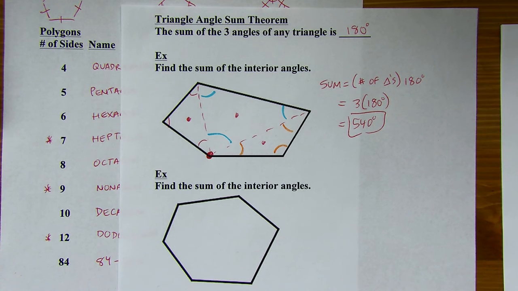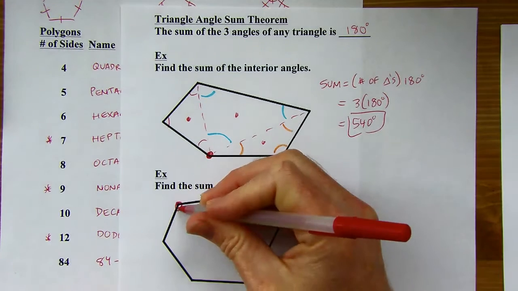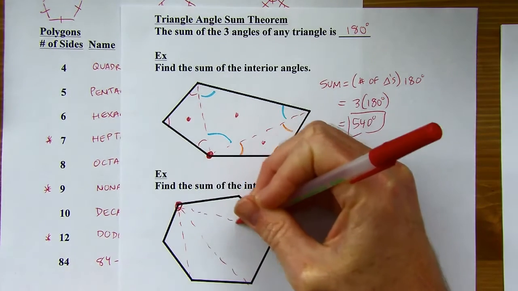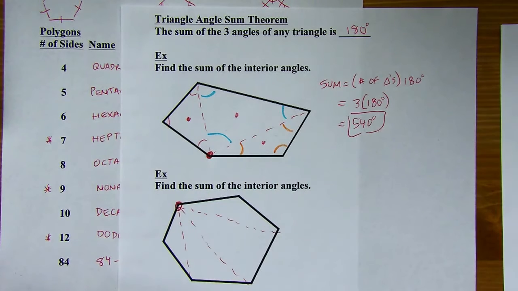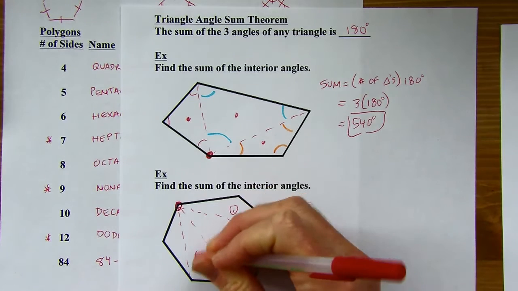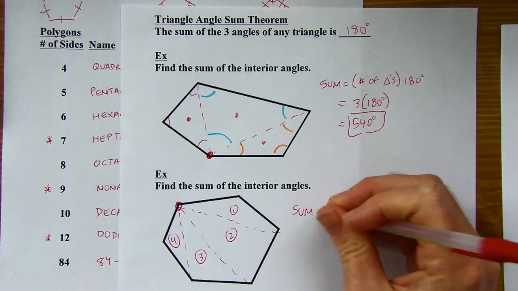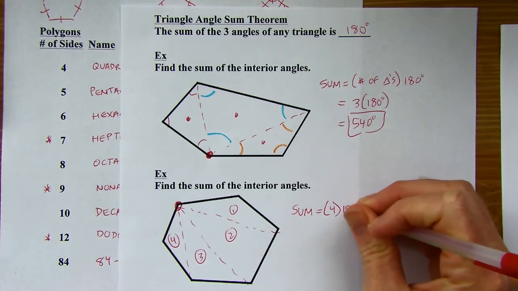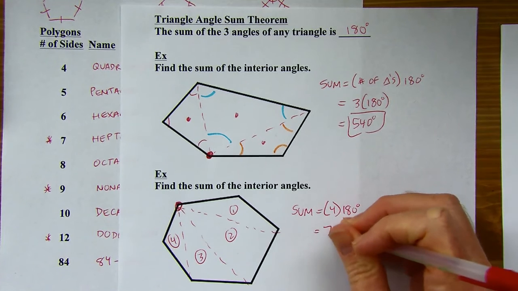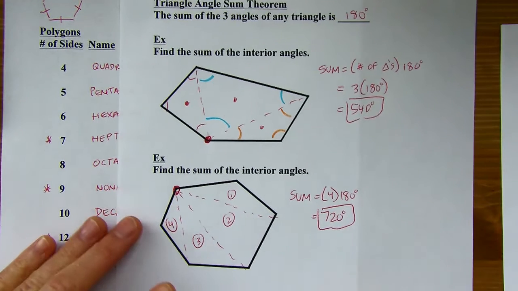So I'm going to cut this up into triangles. I'm choosing this corner this time. I don't know why, just like that one. Doesn't matter which corner you choose. When you cut it up, you'll get the same amount of triangles. So I'm cutting it like that, and I can see, okay, I've got 1, 2, 3, 4 triangles. So my sum is going to be the number of triangles, which is 4 here, times 180 degrees. And that's going to give me a total of 720 degrees for the sum of the interior angles. Great! Okay, so just cut it up into triangles.